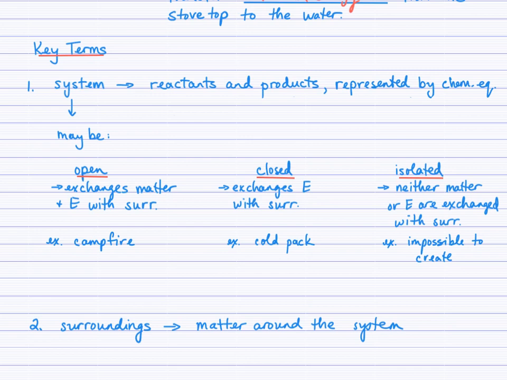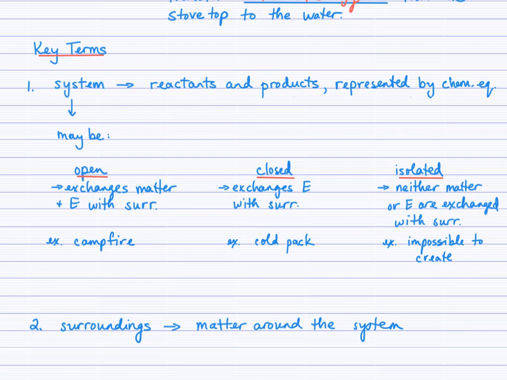An isolated system would be where neither matter nor energy are exchanged with the surroundings, and really it's impossible to truly create a true isolated system on Earth. But our goal will be, as we study energy changes, to isolate systems as best we can, and we'll talk about that more in the next lesson.